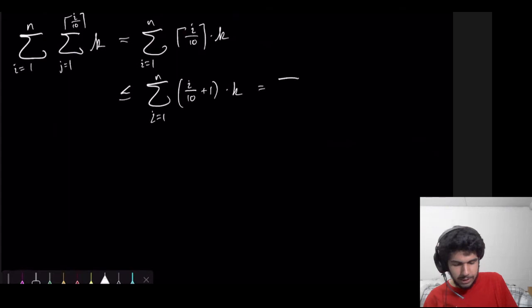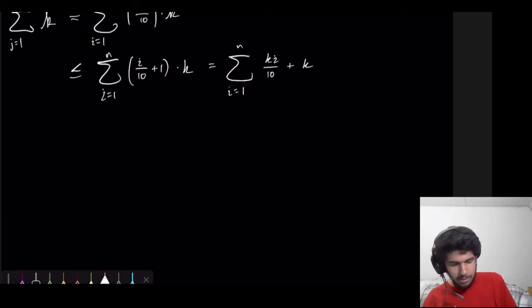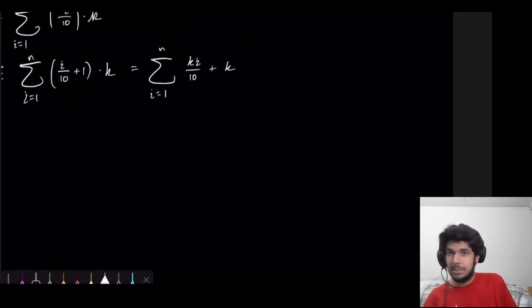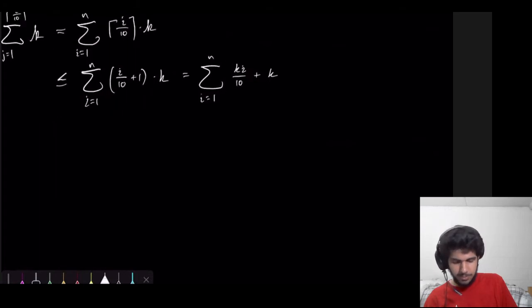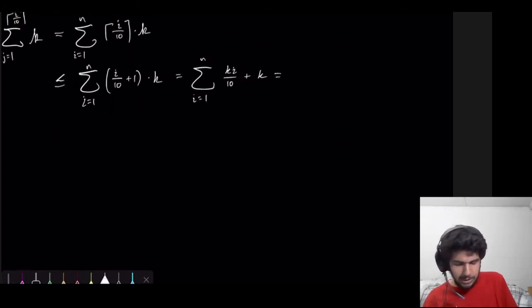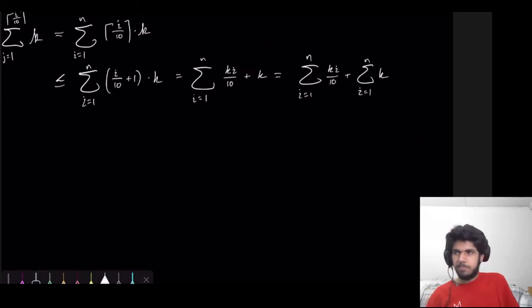So let's just distribute that k into our parentheses. And this will be ki over 10 plus k. And then we can sort of break it up into a couple more summations. So this is equal to the summation from i equals 1 to n of ki over 10 plus the summation from i equals 1 to n of k. Right? Just breaking that summation apart into two, which we can do.